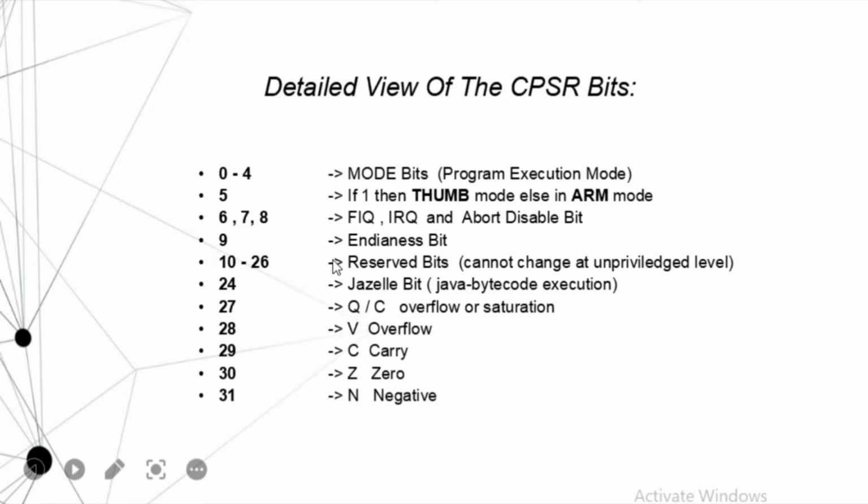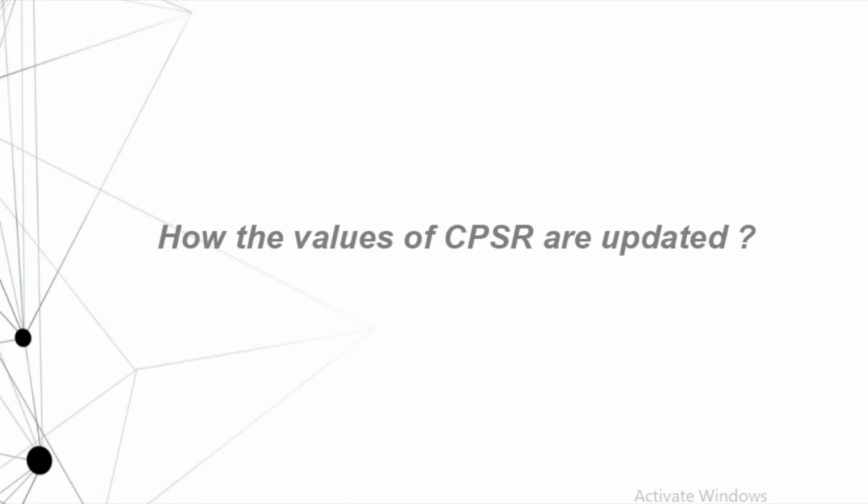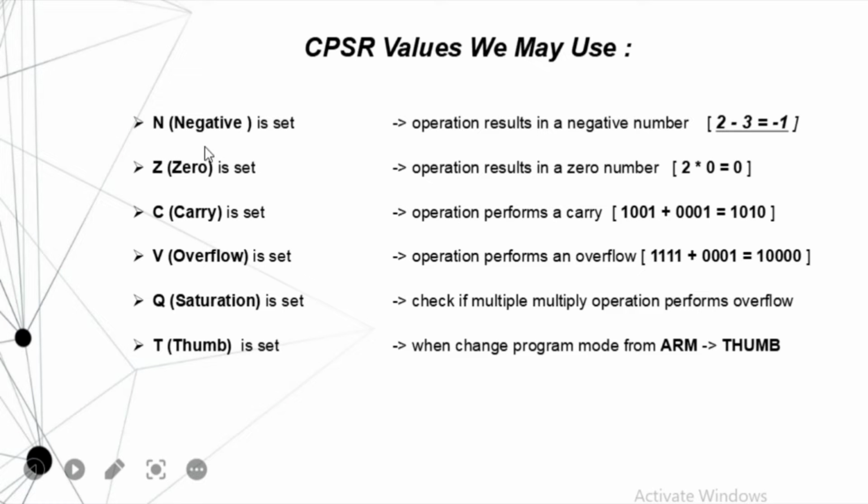All the details are displayed here. So how are the values of the CPSR register updated? If you want to set the negative flag, or the 31st bit, you have to perform an operation which results in a negative number, like subtracting 3 from 2 creates a -1. So the negative flag will be set. Likewise, if your program produces a result of 0, like multiplication with 0, then the zero flag will be set. If your program creates a carry, then the carry flag will be set.